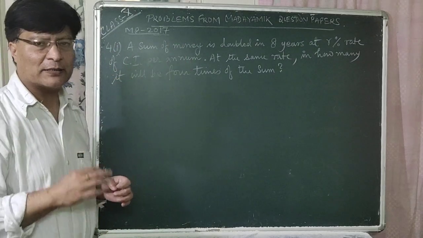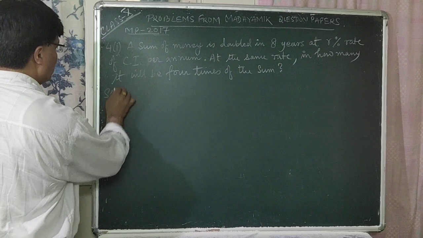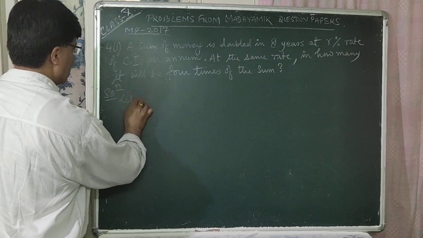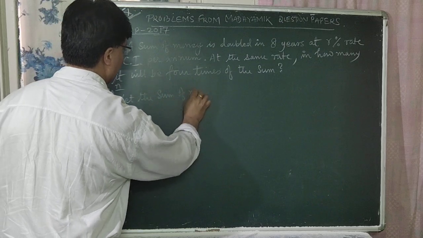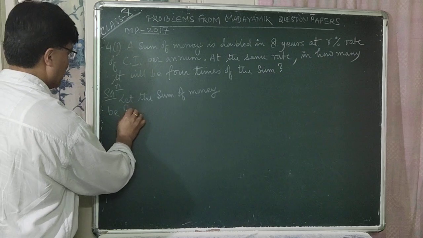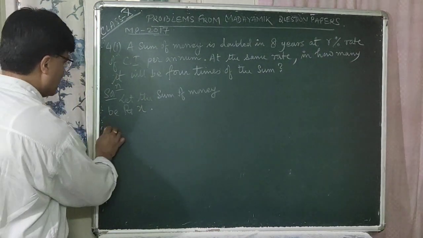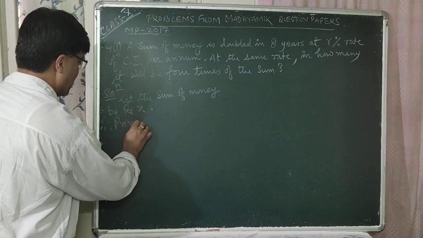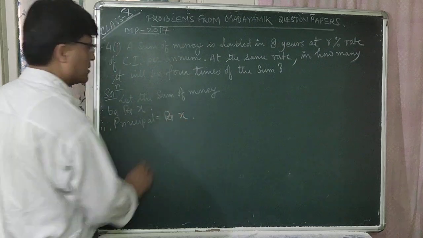Now for the first part, let us assume the sum of money. So solution: let the sum of money be rupees X. Okay, that is your principal. Therefore, principal is equal to rupees X.